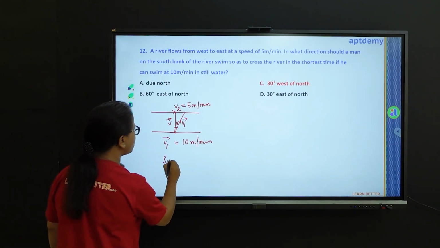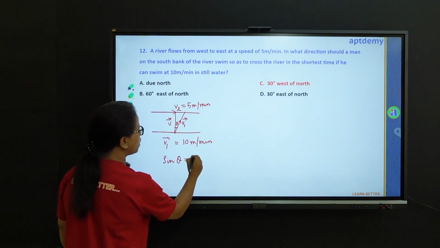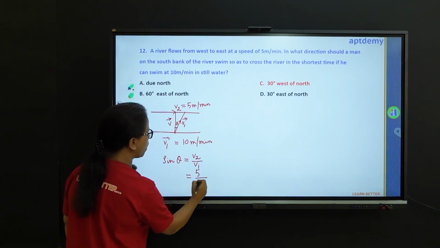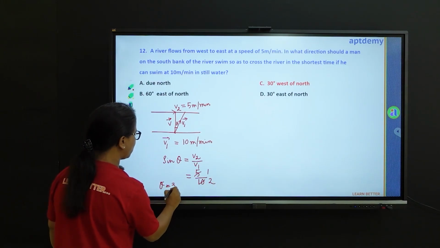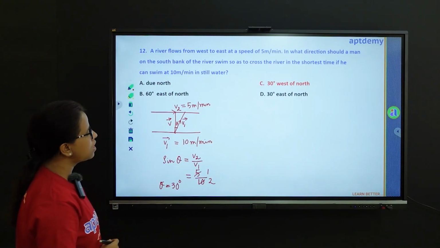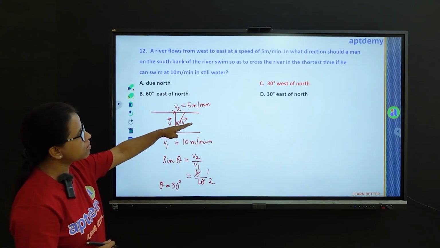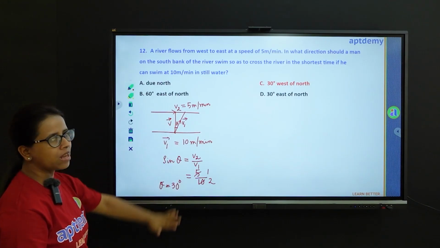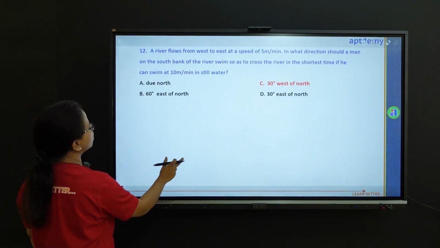We can write sine theta equals perpendicular by hypotenuse, that is V2 by V1. Now V2 is 5 and V1 is 10, so we get theta equal to 30 degrees. The swimmer will move 30 degrees. Now which option is correct? He'll be moving west of north. This is the north direction, and he moves on the west side of it. So option C stands correct.